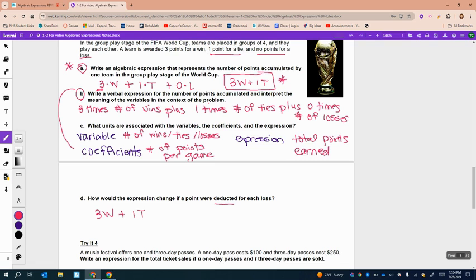But in this, instead of this time not getting any points, we're going to subtract, right? So 1 times the loss. So that's okay. Now, when our coefficient is 1, we don't actually have to put that there. So another way you could write this is 3W plus the number of ties minus the number of losses. So either one is okay.